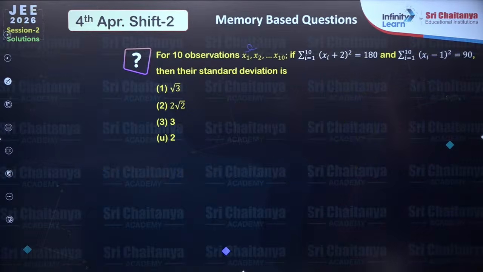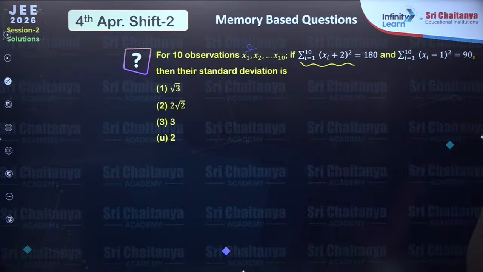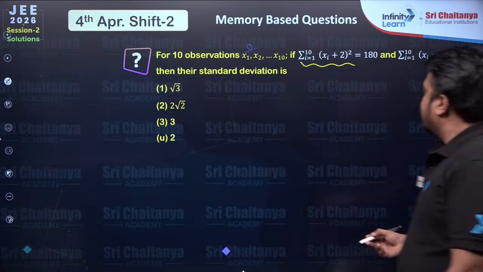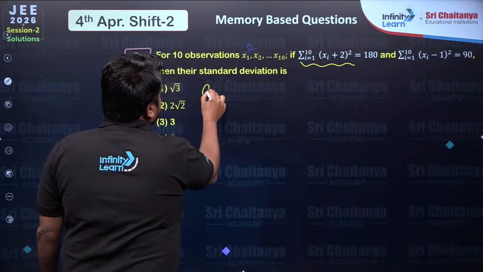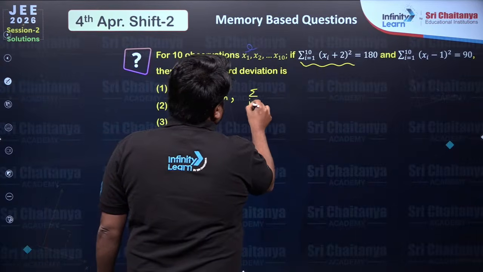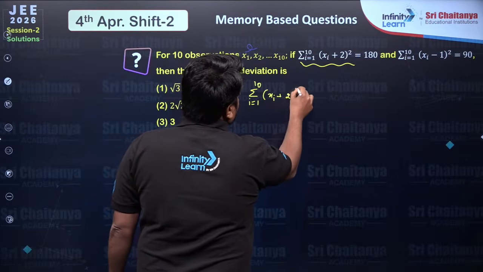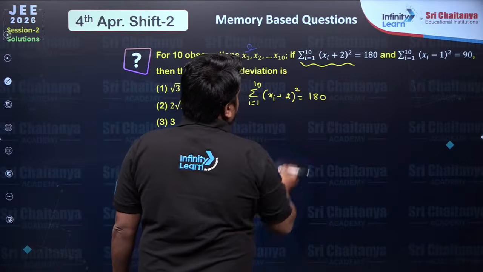Next problem, this is a statistics problem, okay? So if the summation of (xi plus 2) whole square is 180 and the summation of (xi minus 1) whole square, where the index runs from i equal to 1 to 10, is equal to 90, then we have to find the standard deviation of the data, okay? So as given, summation i equal to 1 to 10 of (xi plus 2) whole square is equal to 180, right?